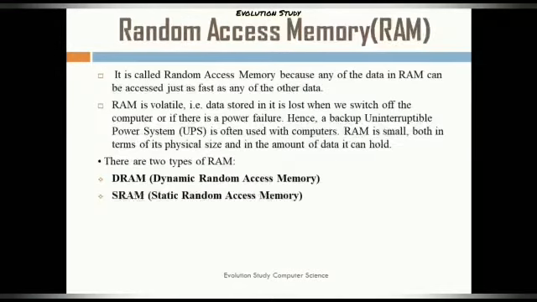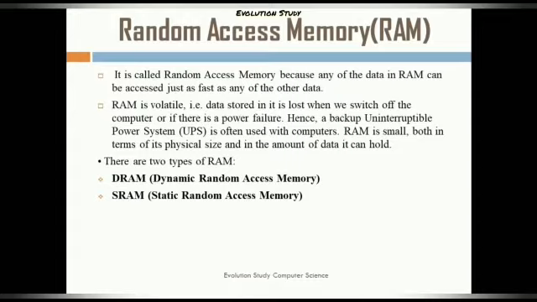Random access memory or RAM. It is also called random access memory because any of the data in RAM can be accessed just as fast as any other data. RAM is volatile, that is, the data stored in it is lost when we switch off the computer or if there is a power failure. Hence, a backup uninterruptible power system, UPS, is often used with computers. RAM is small both in terms of its physical size and in the amount of data it can hold.